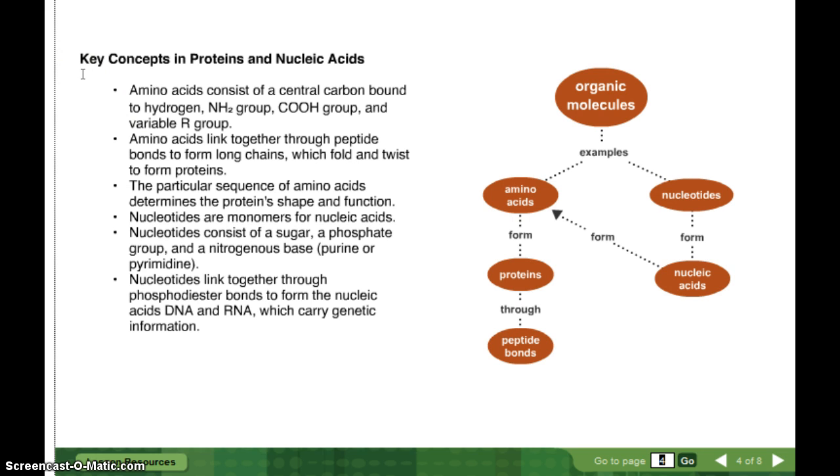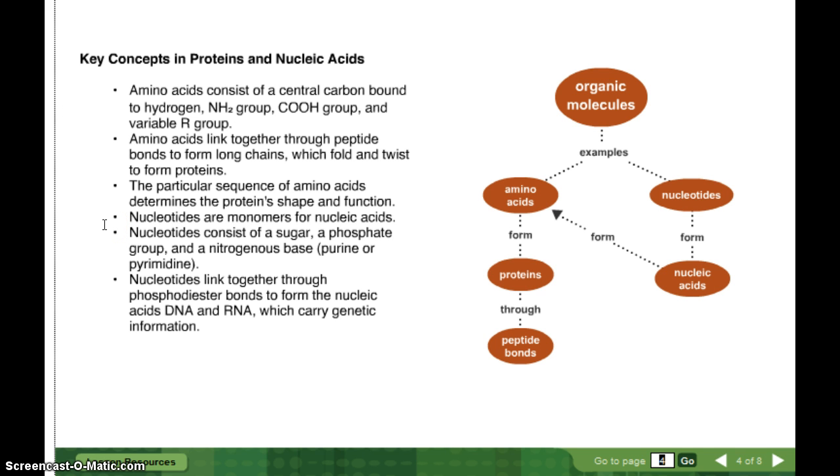Key concepts in proteins and nucleic acids. Amino acids consist of a central carbon bound to a hydrogen, NH2 group, COOH group, and the variable R group. Amino acids link together through peptide bonds to form long chains which fold and twist to form proteins. The particular sequence of amino acids determines the protein's shape and function.